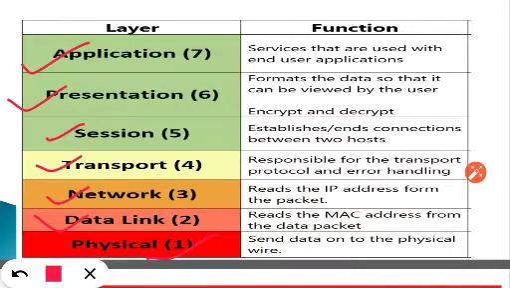First, the physical layer sends the data to the physical wire. Then in the data link layer, it reads the MAC address, that is the physical address, from the data packet. And then in the network layer, it reads the IP address from the packet. After that, the fourth layer, that is the transport layer, is responsible for transporting of protocol and error handling. Is there any error or not, that is to be checked in the fourth layer, that is the transport layer. And the fifth layer, the session layer, establishes and ends connections between two hosts.